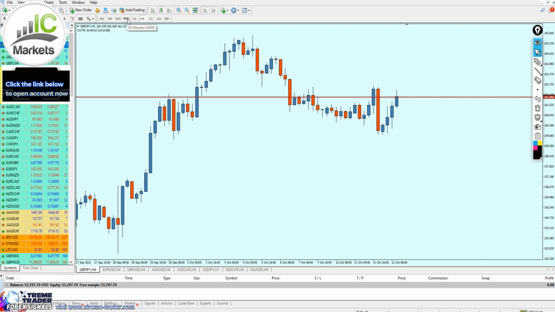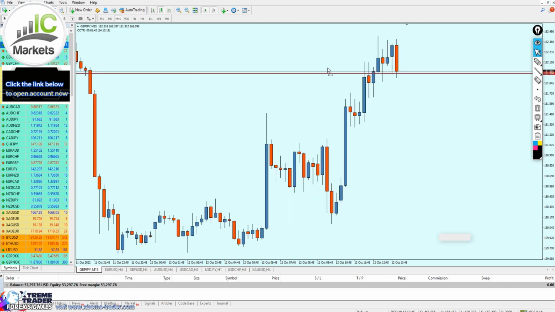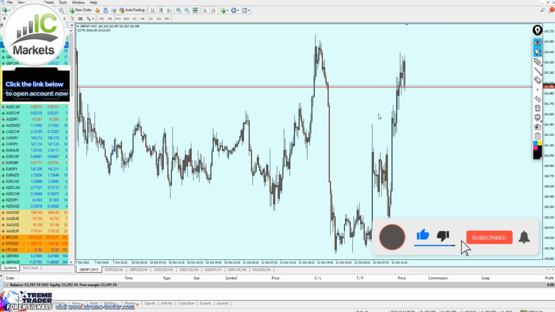Now you can move to the 30-minute time frame, 15-minute time frame, or even 5-minute time frame, not the 1-minute time frame. 5, 15, 30. Any of those is going to be fine. Click on 15. I usually like to use the 15-minute time frame.